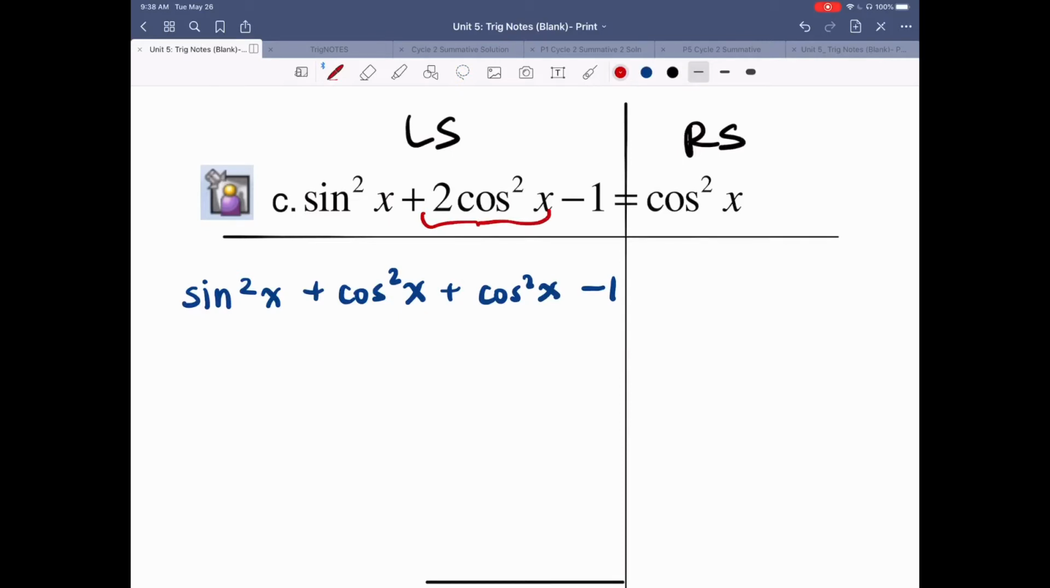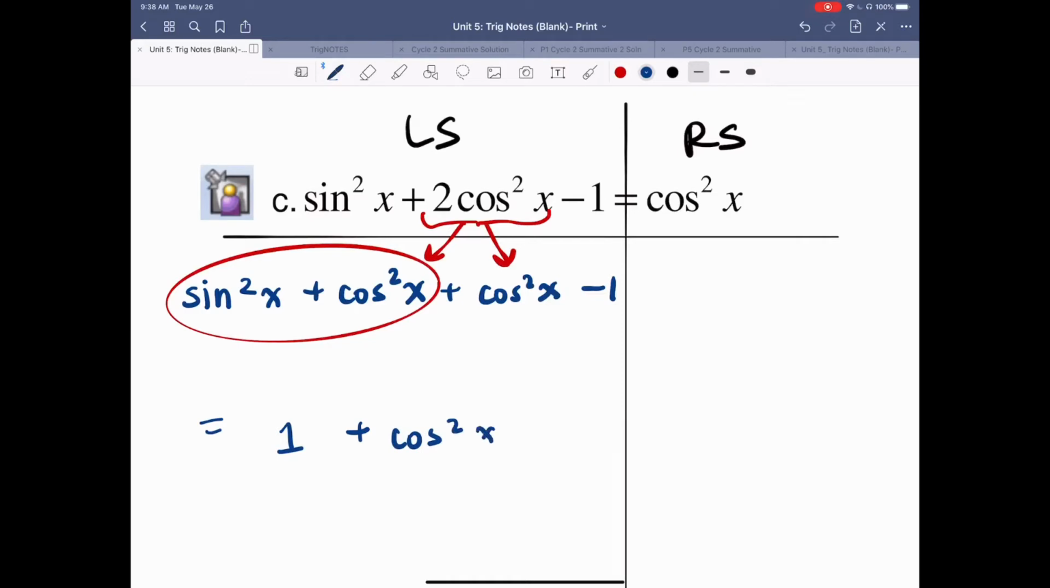So I basically broke the 2 cos squared x out. It's not like I used a formal identity. All I basically did is, if you have two things, you broke it into 1 plus 1. 2 is equal to 1 plus 1, right? The next part here, I have sine squared x plus cos squared x, and that is equal to 1 plus the rest. And this part is by Pythagorean identity.